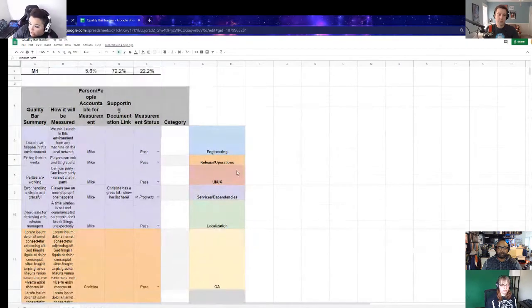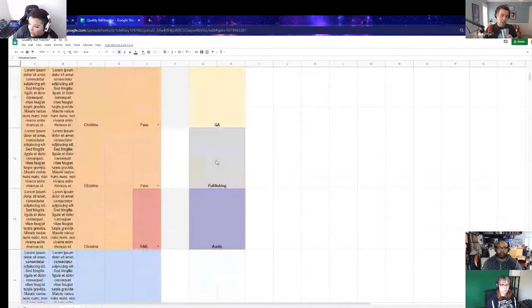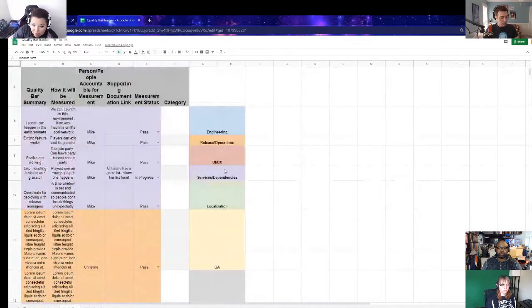So now what we can do is go look at that, and here are the quality bars. And you'll notice that I give everybody a color because they're going to put their stuff in, right? So for instance, our services and dependencies group has a list of things that they need to get done. I have a couple of people who are working on this. So coordinate for deploying with release managers, parties are working, exit features work, launch can happen in this environment.